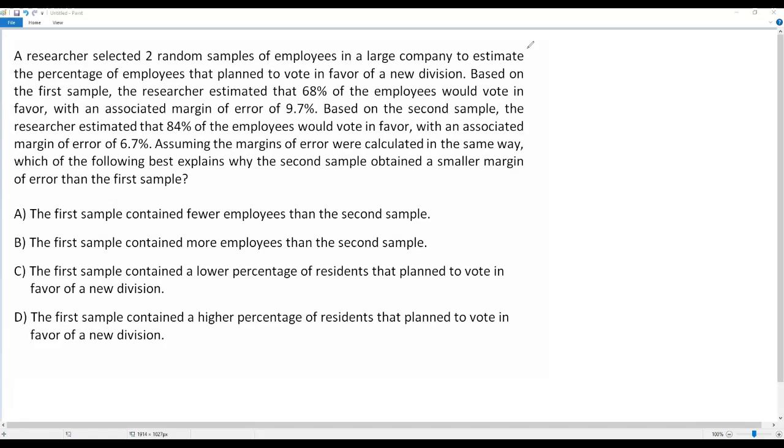Here we have a SAT math problem. Okay, let's cover the question. A researcher selected two random samples of employees in a large company to estimate the percentage of employees that plan to vote in favor of a new division.